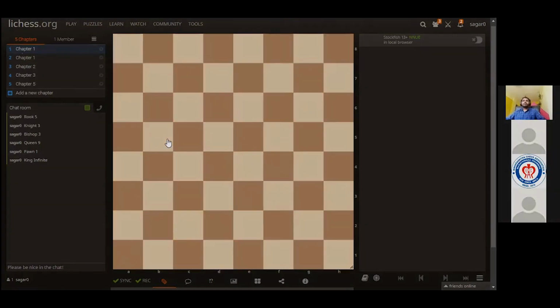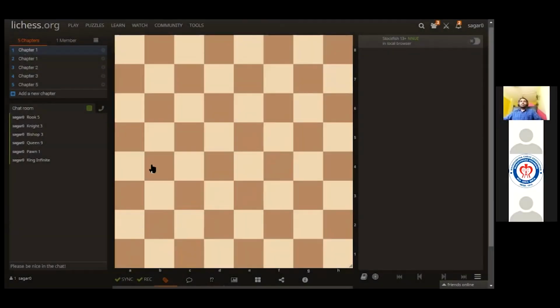Okay, it is to define a square name. For example, this square is in the G file and second rank, so it is G2. Okay, this square is in the F file, fourth rank, so its name is F4.